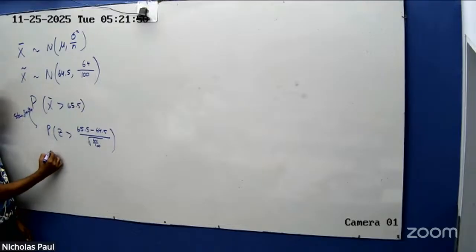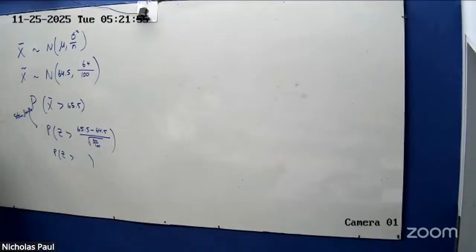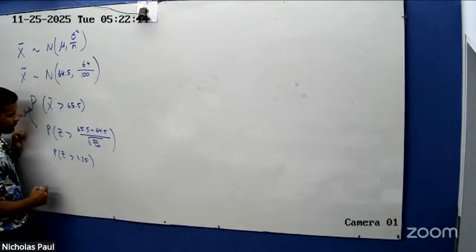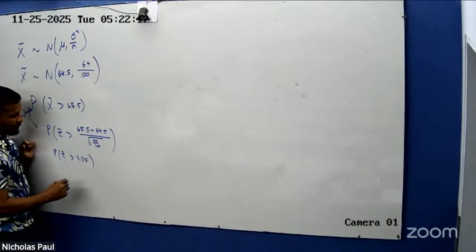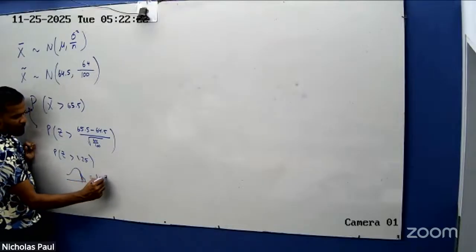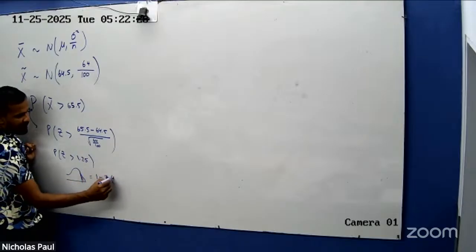Do me a little favor now, tell me where that is. 1.25. Right? Remember, "is more than" is on the right side. So therefore it is 1 minus phi of 1.25. This is from the table, right? Because it's on the right hand side, it is 1 minus phi of 1.25.